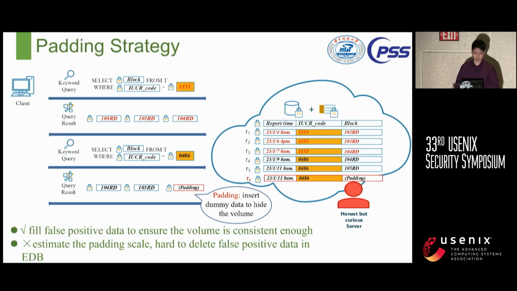Currently, researchers have developed some strategies to conceal the volume patterns, like adding some dummy data via the client's update operation, and then the retrieval responses are nearly identical. So this false positive data ensures the volume is consistent enough. But we also need to be aware that the client should estimate the pattern score, and the dummy data is hard to delete from the encrypted database.